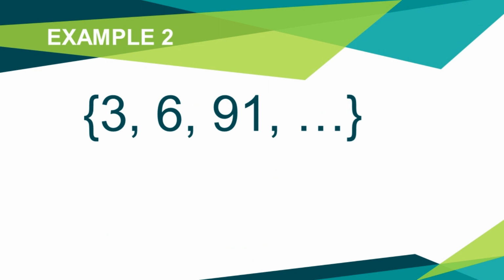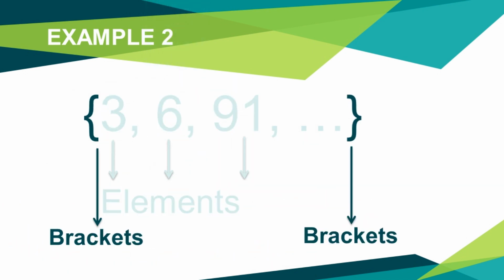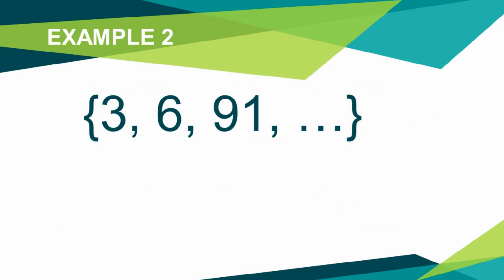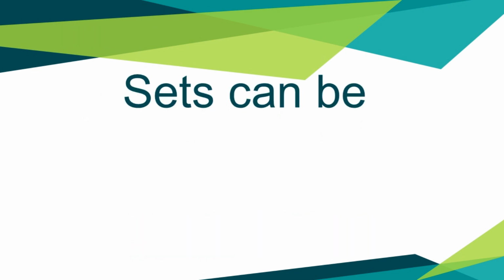Another example, let's take a look at the sequence. The set of 3, 6, 9, 1, and so on and so forth. What can you observe? 3, 6, and 9 are the elements. The symbol is called the brackets or braces. The 3 dots mean it goes on forever, or infinite, and it is called an ellipsis and means continue on.